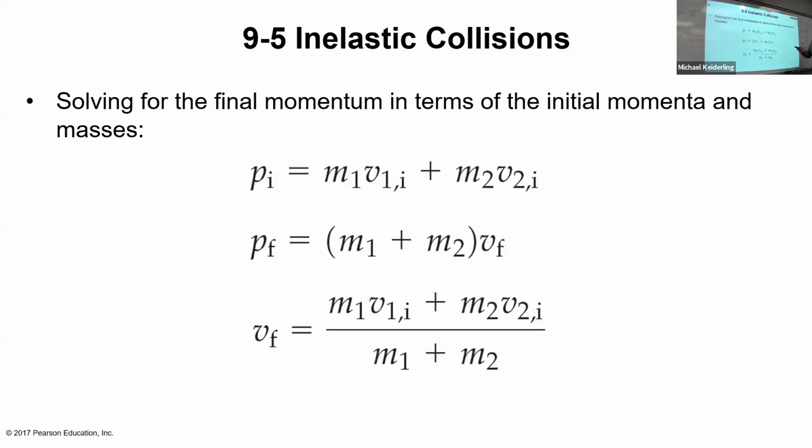So our initial momentum is mass 1 times velocity 1 initial, plus mass 2 times velocity 2 initial. Our final momentum is mass 1 plus mass 2 times final velocity. If you set these two equal to each other and solve for final velocity, you get mass 1 times velocity 1 initial plus mass 2 times velocity 2 initial, over mass 1 plus mass 2. So these are fairly straightforward to work out because they have this nice condition where the final velocity is the same for both.